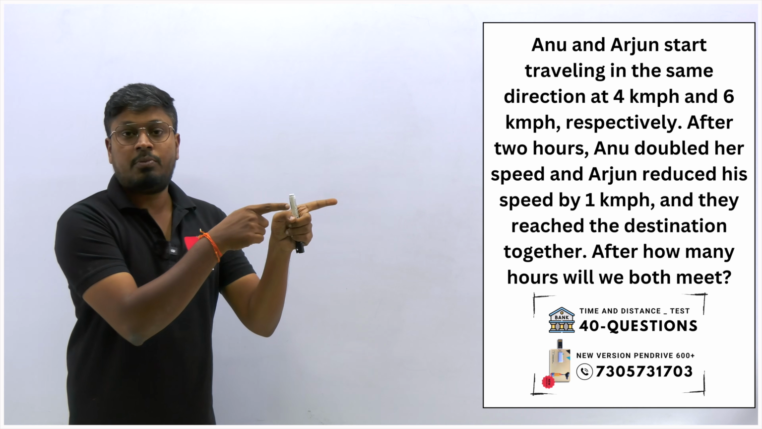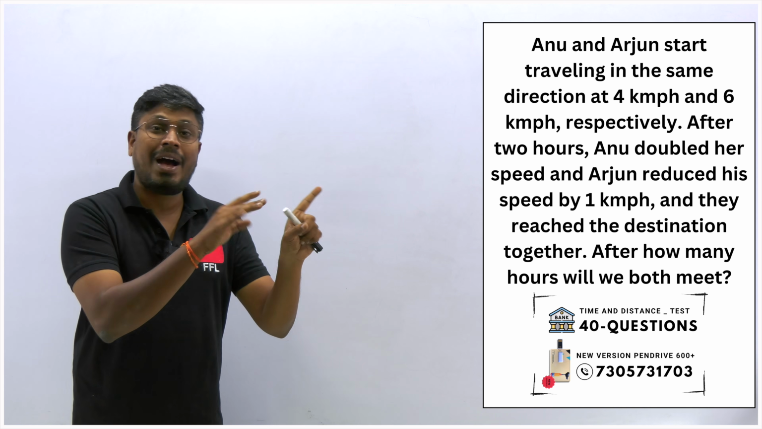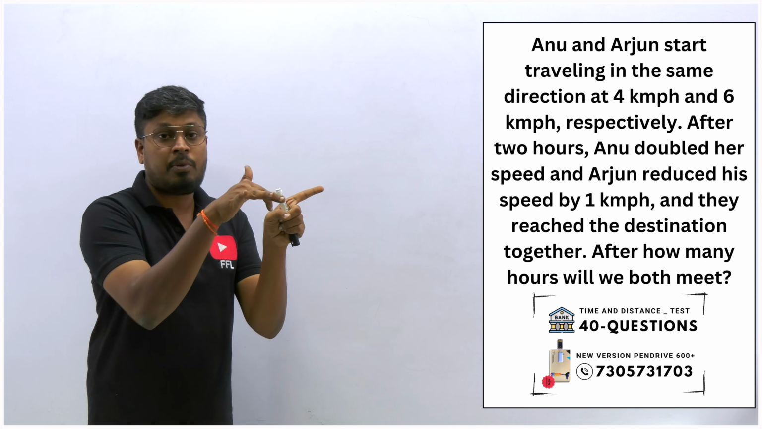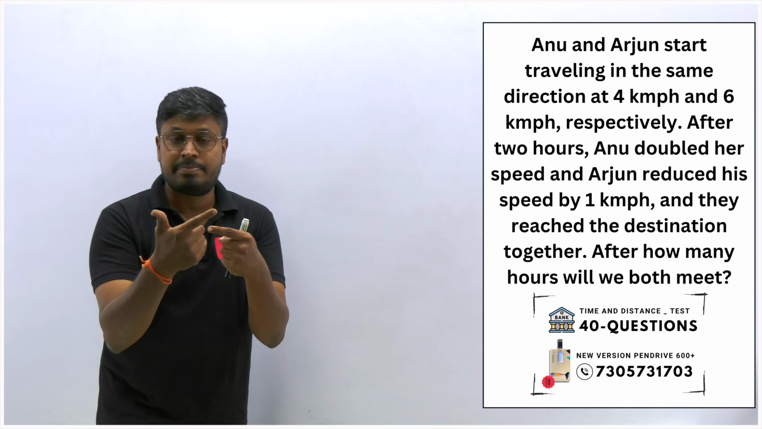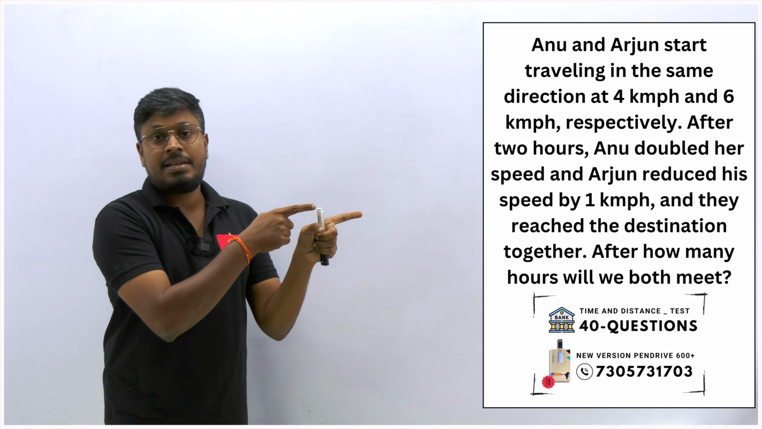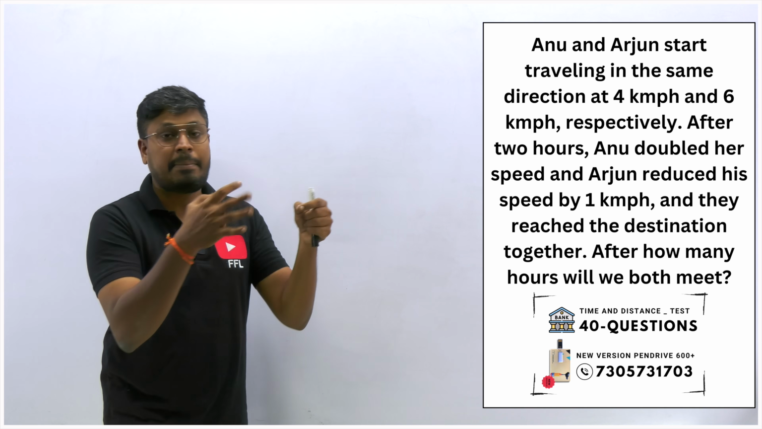If both the persons are moving in the same direction, you always have to find the relative speed. Relative speed is nothing but you subtract both the persons' speeds, which is called the relative speed. If they are going in the opposite direction, then we will add the speeds. If they are going in the same direction, we will subtract it.